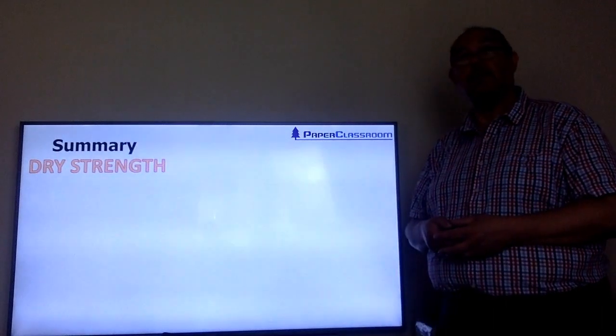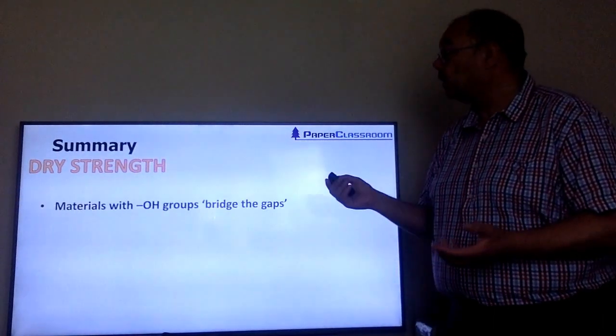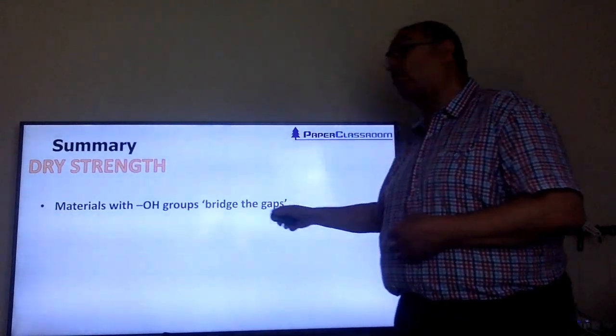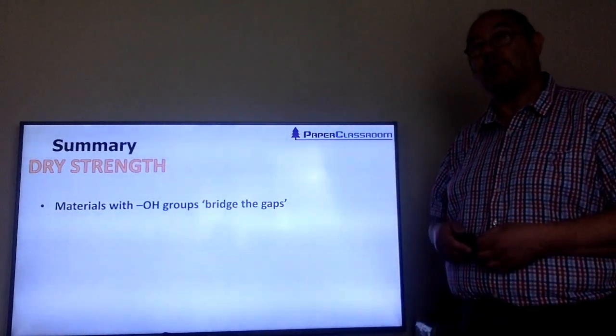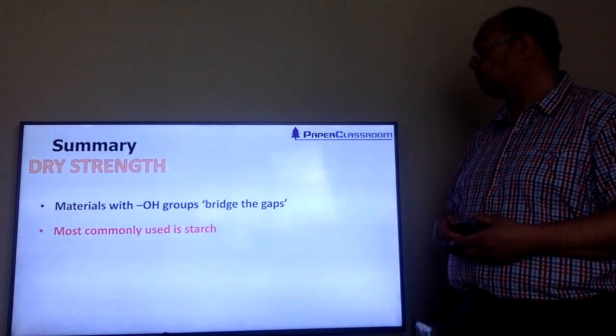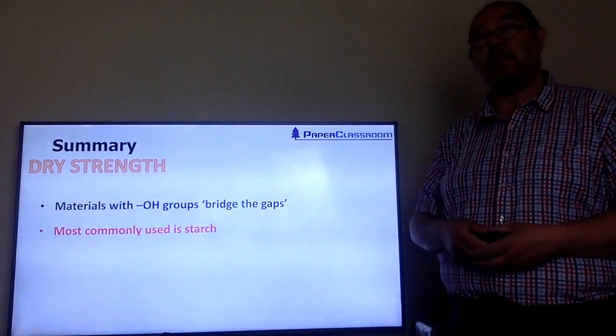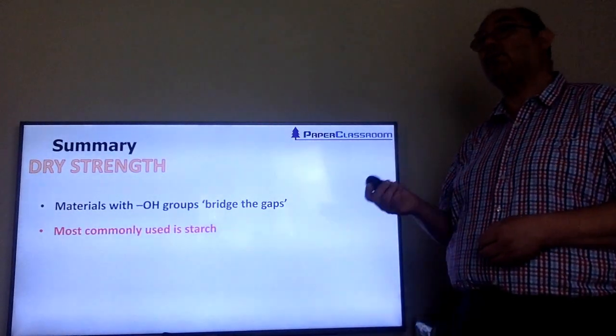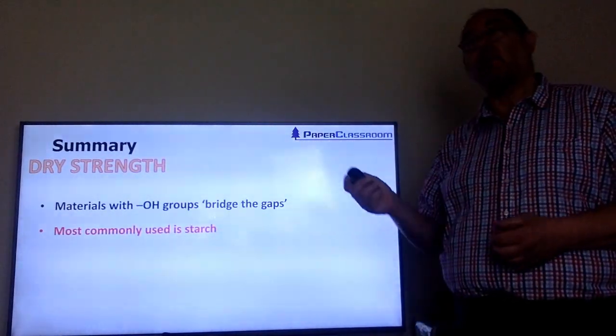So a summary of dry strength. Materials with OH groups will bridge the gap, and therefore they will increase the number of bonds, and therefore they will increase the dry strength of the sheet. The most common material used is starch. There are other things, but they're a lot more expensive, usually man-made. Ultimately probably derived from oil.